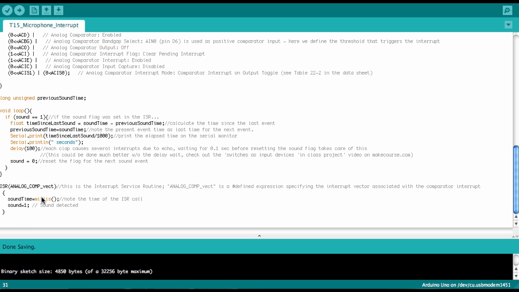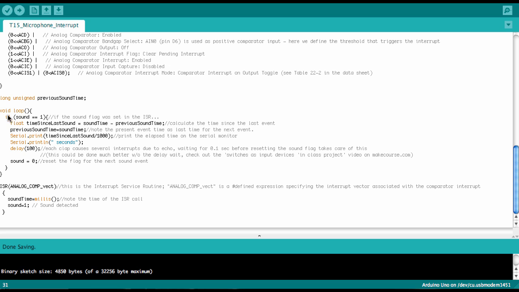So we read out the millis function, which gives us the time in milliseconds since the Arduino was turned on, and then we set that flag that indicates that some sound was detected. So this is all we do. This is a very short interrupt service routine, and now in the main loop we use this flag to detect whether sound happened. So we just ask here if sound flag is 1, then we carry out all these commands here. If not, if it's 0, then we just do the main loop without doing anything.